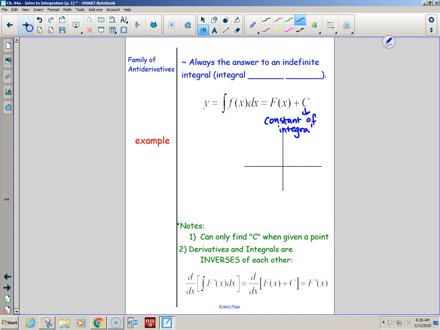When anti-deriving, when taking an integral, this plus c, we've already talked about how the derivative of any constant is 0, so therefore we have to have this plus c to allow for the possibility of there being a constant before the derivative was taken, or in the antiderivative. However, as soon as we have this plus c, now this one antiderivative became a whole family of antiderivatives.